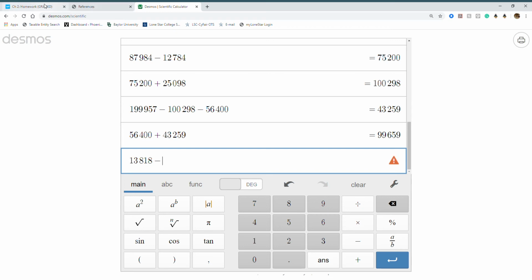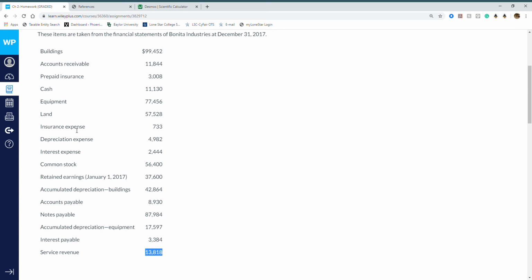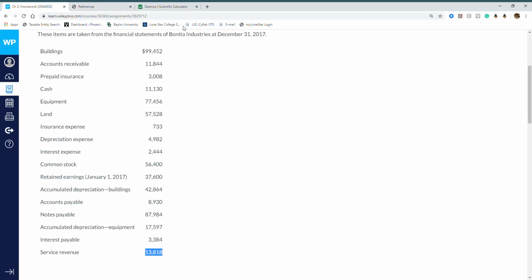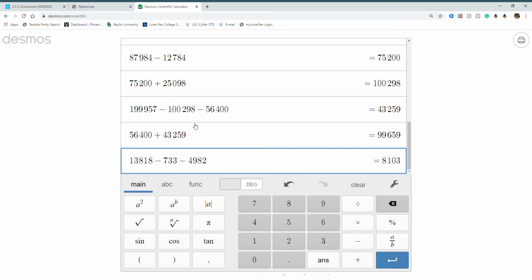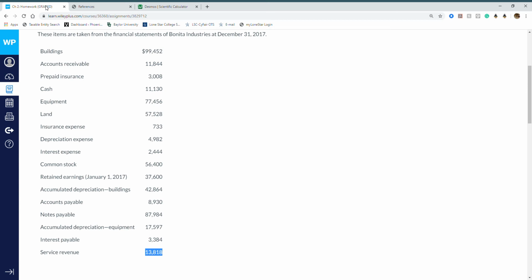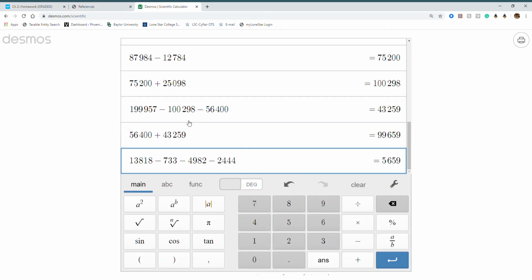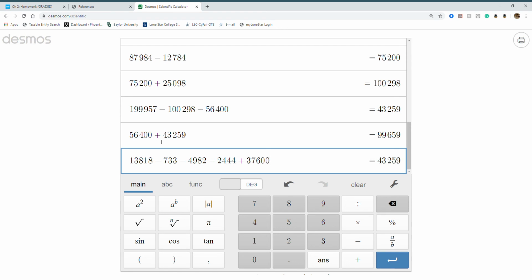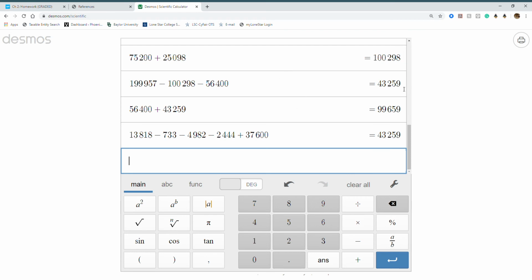We go and subtract out all of our expenses, which we only have these three: insurance, depreciation, interest. So 733 minus 4982. Subtract out 244,402. Okay, minus those. So that is our net income. And we know with our net income, we must add that to our beginning balance of retained earnings. Again, I do not see any dividends, so 37,600, and boom, look, exactly the same number from those two.